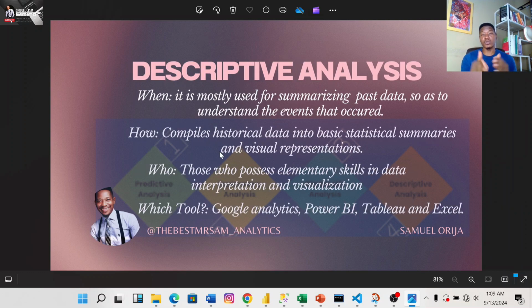Descriptive analysis. As you can see here, it is mostly used for summarizing data so as to understand the event that occurred. Now, how do you do this? Compile the historical data into basic statistical summaries and visual representations. Also, who is able to do this? Those who possess elementary skills in data interpretation and visualization, which means if you just have that elementary or background knowledge of data visualization and interpretation, you can actually do well in this descriptive analysis. Now, what tools do you need? You actually need Google Analytics, Power BI, Tableau, Excel, just to name a few.